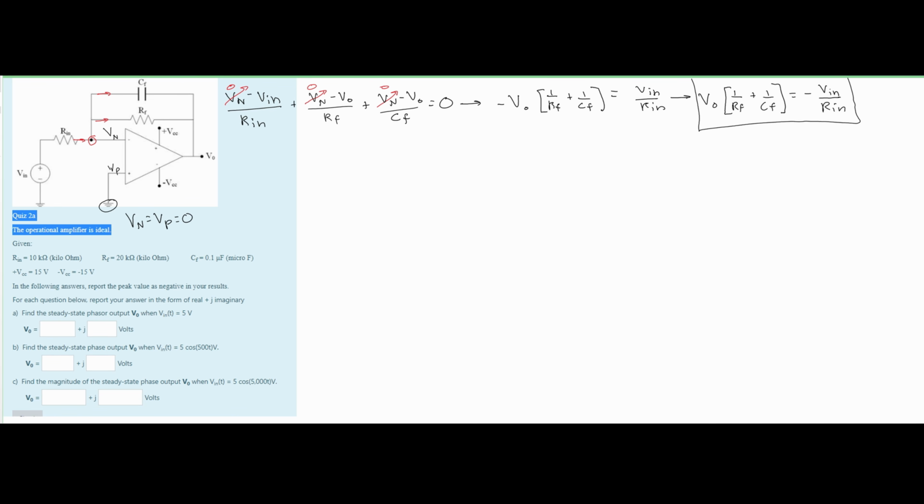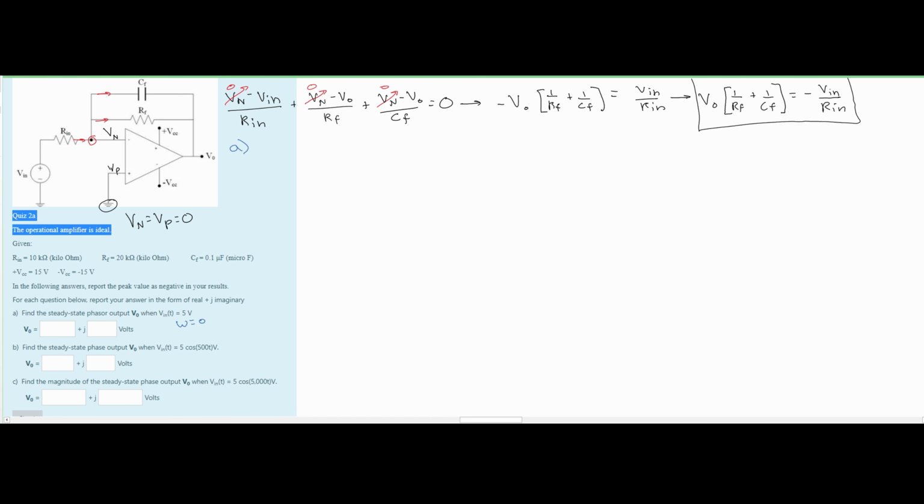Now we are going to solve our specific cases. For part A, we know we have a 5 volts right here. We don't have an equation following this. We don't have a cosine or anything. So we have an omega equal to 0. Basically, almost 0, and we'll see what this means in a second.